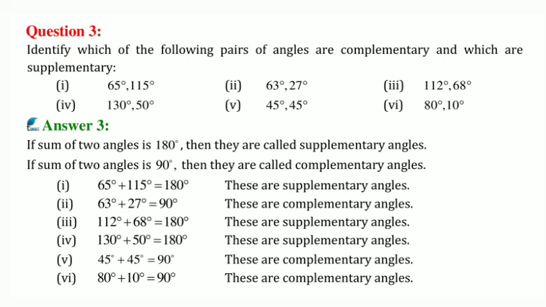In the first pair we are getting 180, that's why those are supplementary. In the second pair, 90 degrees, we can call them complementary. Like that, the third and fourth are 180, so those are supplementary, and the fifth and sixth are 90 degrees, so those are complementary angles. So neatly write it in your notes, it will be easy for you.